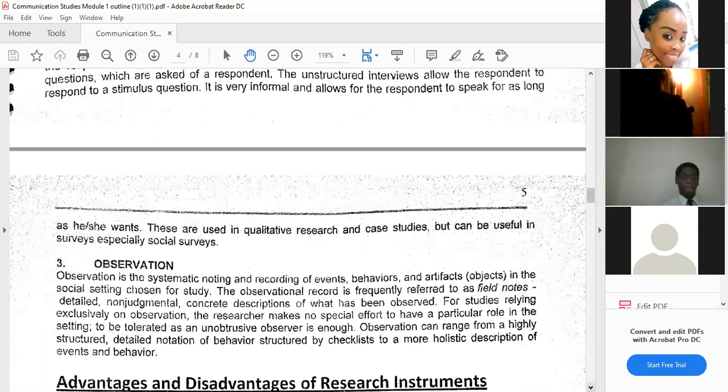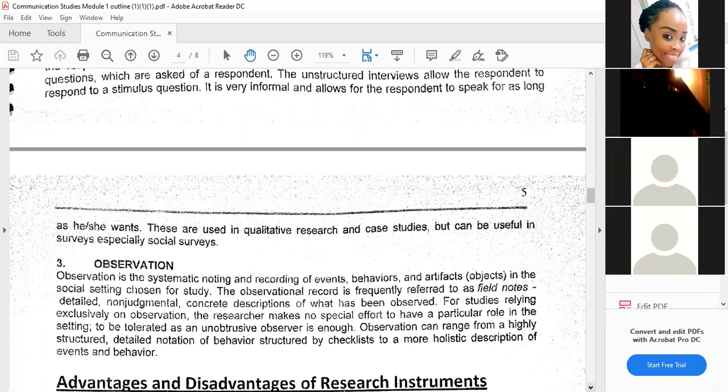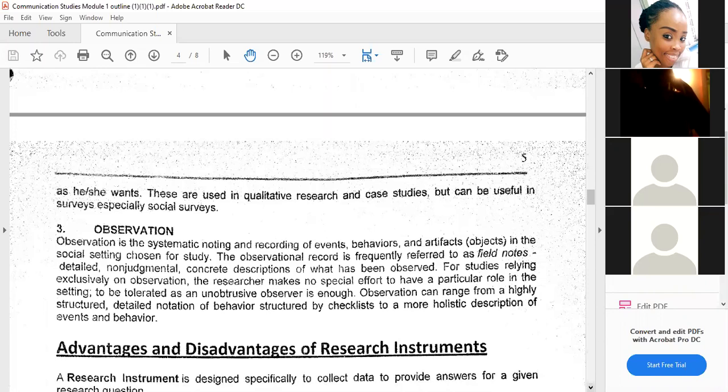Because these are used in qualitative research and case studies, but can be useful in surveys, especially social surveys. So remind me, please, what's the difference between qualitative and quantitative? So qualitative is about how the person feels, and quantitative speaks to numerical, a large amount, such as surveys and those things. Accurate. Thank you. All right.